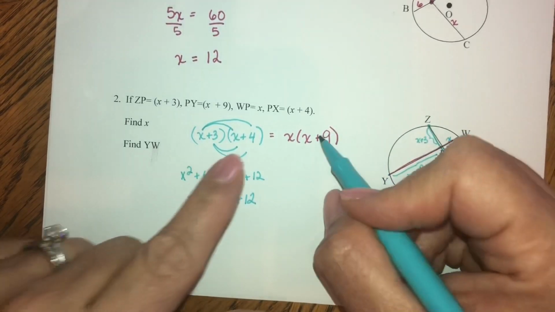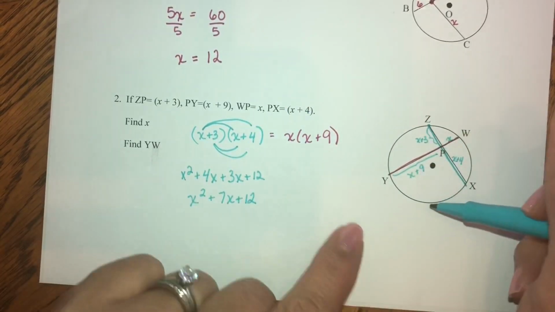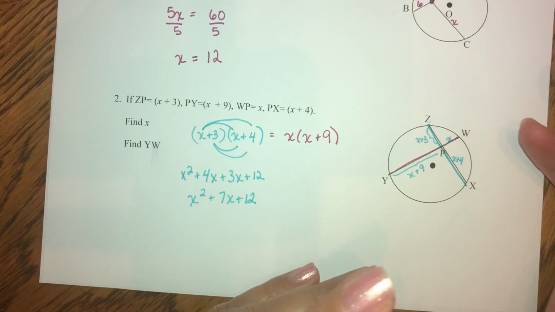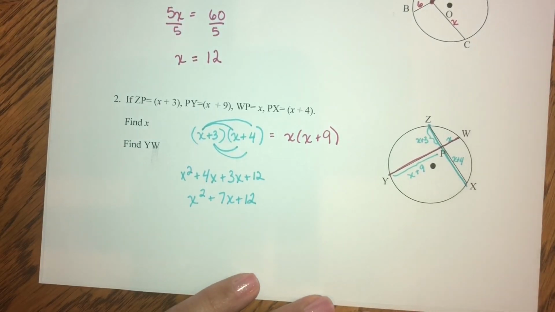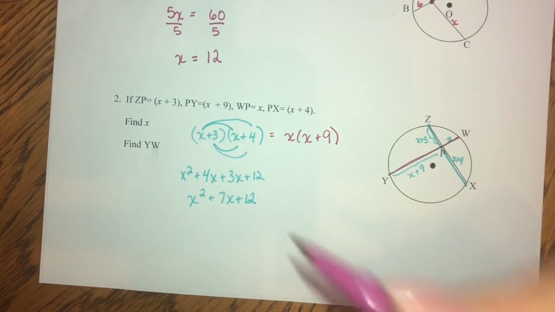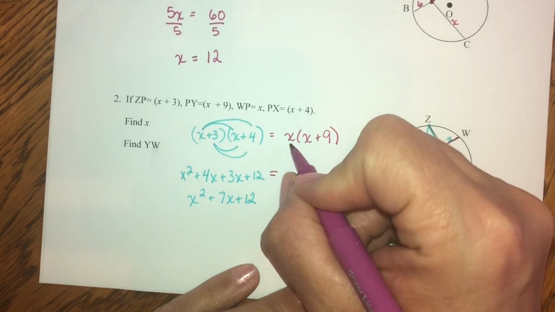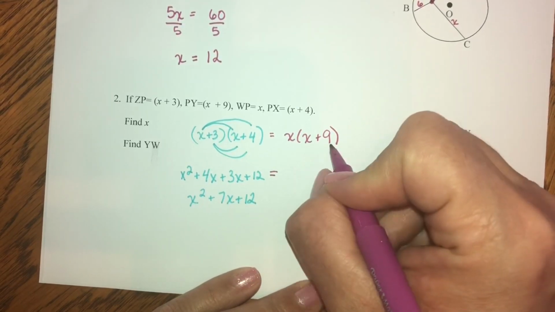Now, what if you did this flip-flopped, and this is on the right side of the equation? That's fine. It doesn't matter. Now I'm going to deal with the other side. On this side, I just have a monomial, one part, multiplied by a binomial, two parts.